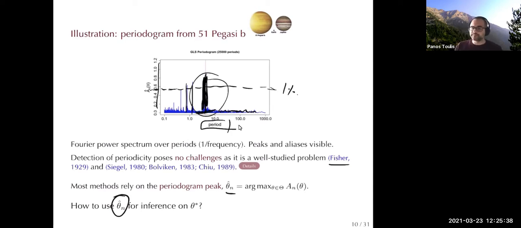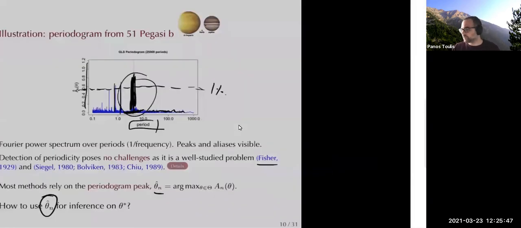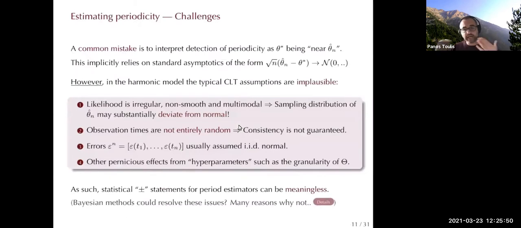The problem is that implicitly this follows from the classical statistical results that say that when you have a so-called argmax estimator, or an M-estimator as we say in statistics, which in this case the periodogram peak is a type of, there are results that say under some regularity conditions your M-estimator is near the truth, with some normal distribution with some specific variance. So it follows from this type of results.